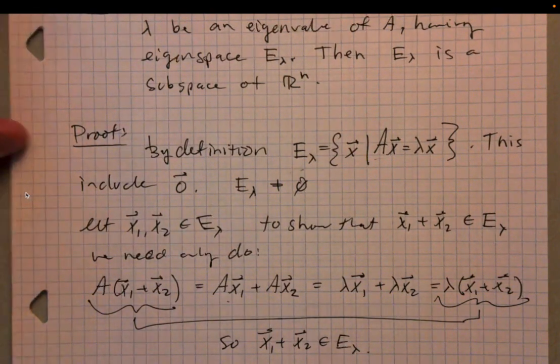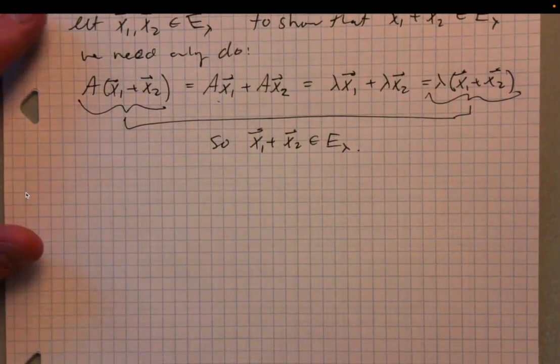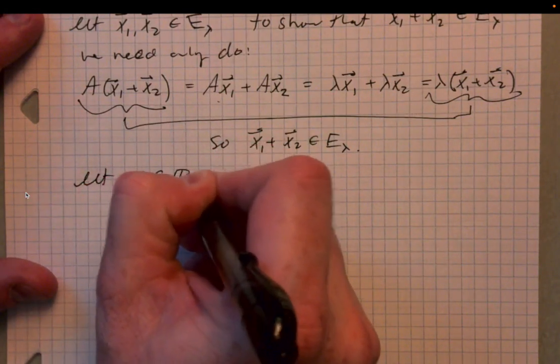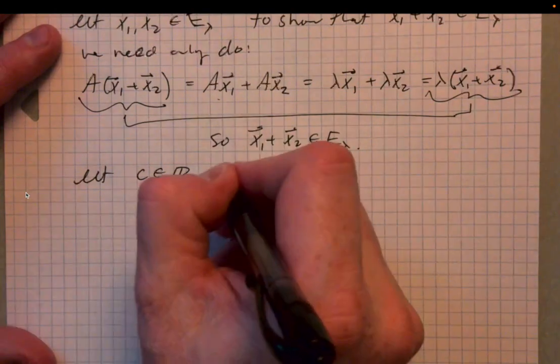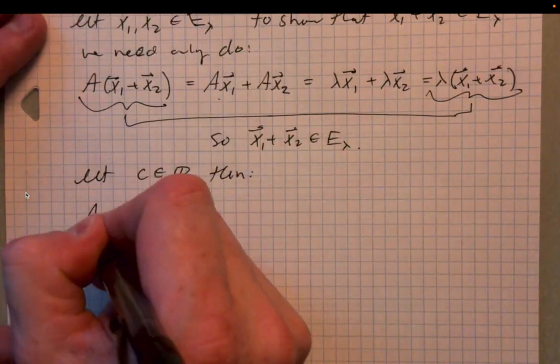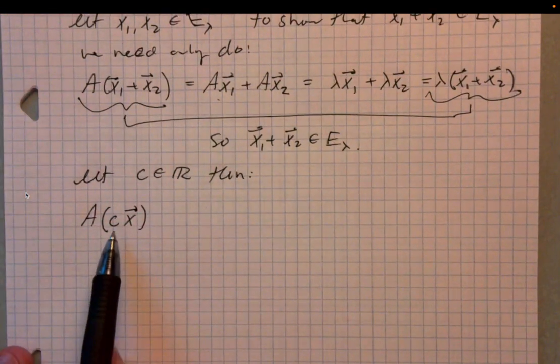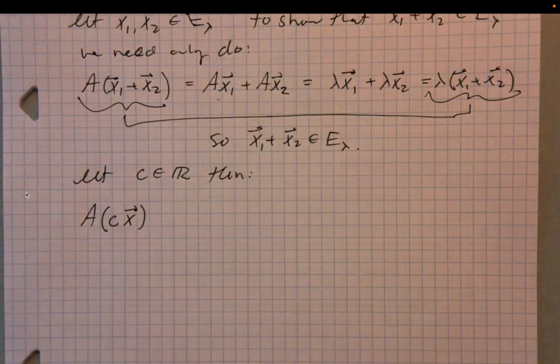Now what about scalar multiplication? For scalar multiplication we can do the same thing. Let's let c be a real number. Then what can we do? Well, A times c x. What we want to show is that the same relationship that we saw here holds when we take the vector times this constant, or this scalar c.